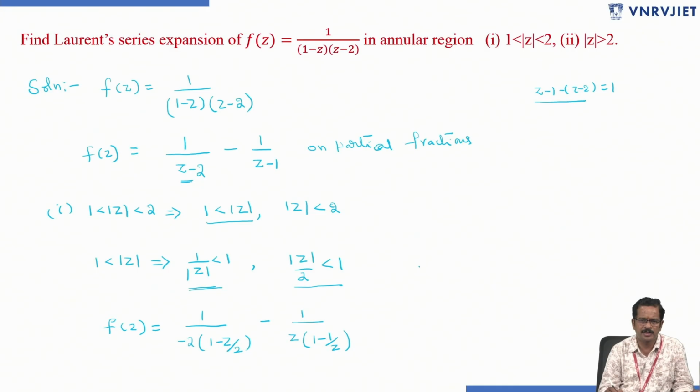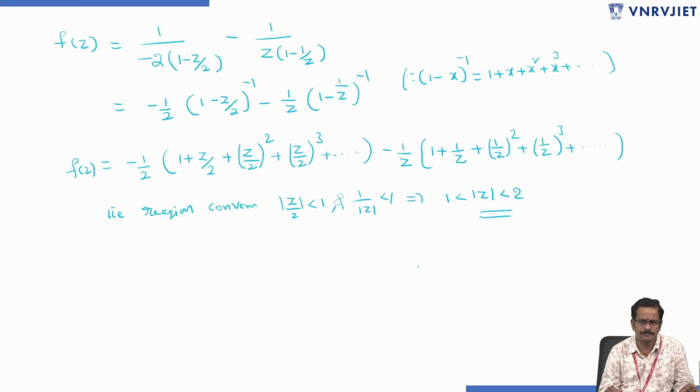Once again, the given function is split into two fractions by applying partial fractions, and I'm trying to expand them in terms of z by 2 and 1 by z, since the provided region is 1 less than mod z less than 2. With respect to the provided region, the terms should exist in 1 by mod z and z by 2. In such a way, I wrote the given function in terms of 1 minus z by 2 and 1 by z, and expanded accordingly. Okay, this is the way of finding Laurent series expansion.